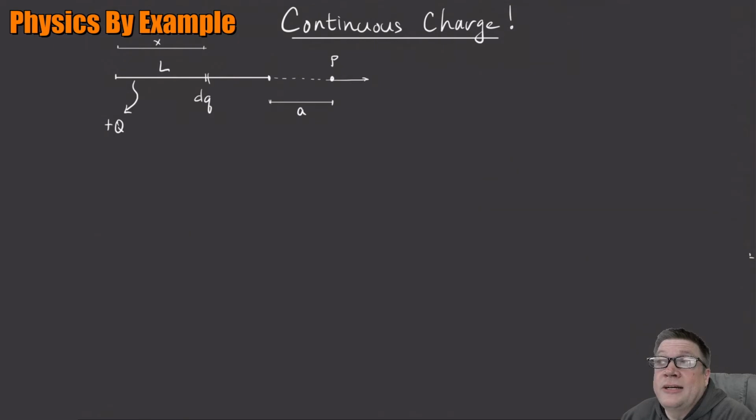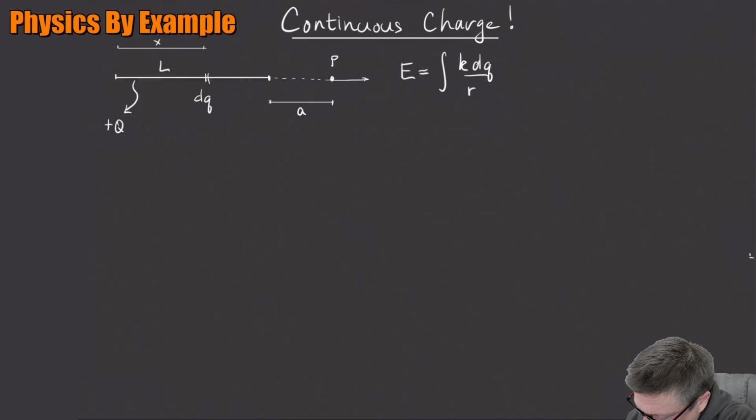So again, we're going to chop this bar up into lots of little bits, dq. Each of those little bits is a different distance away, so we're going to have to integrate. So we know that we're going to have the electric field. I'm just going to do the magnitude because I already know that it's going to be in the plus X direction. So the electric field is just going to be the integral of K dq over r squared, right? Again, I'm not doing the r vector over r cubed because I already know it's going in the X direction. So I can just do the magnitude of the electric field.